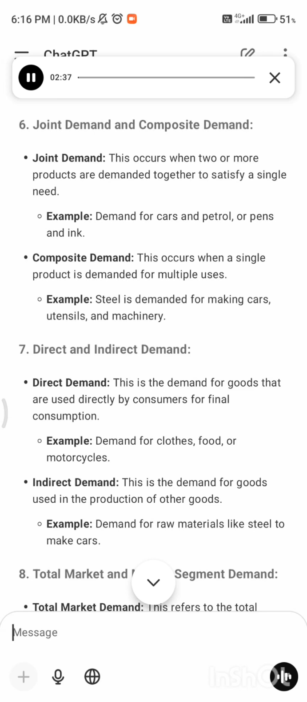7. Direct and indirect demand. Direct demand. This is the demand for goods that are used directly by consumers for final consumption. Example: demand for clothes, food, or motorcycles. Indirect demand. This is the demand for goods used in the production of other goods. Example: demand for raw materials like steel to make cars.